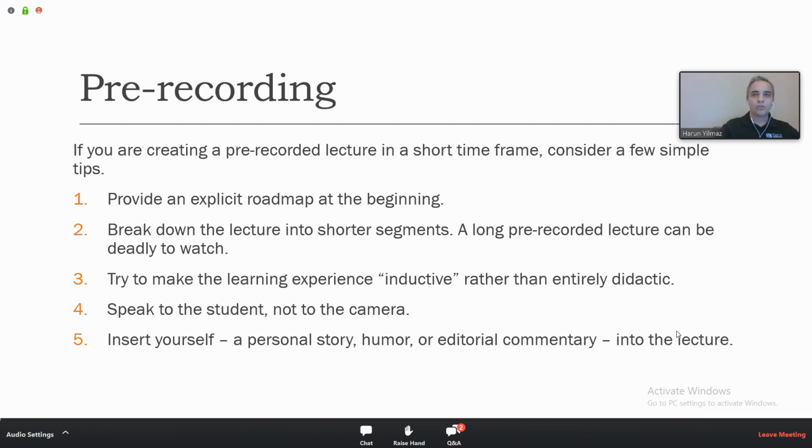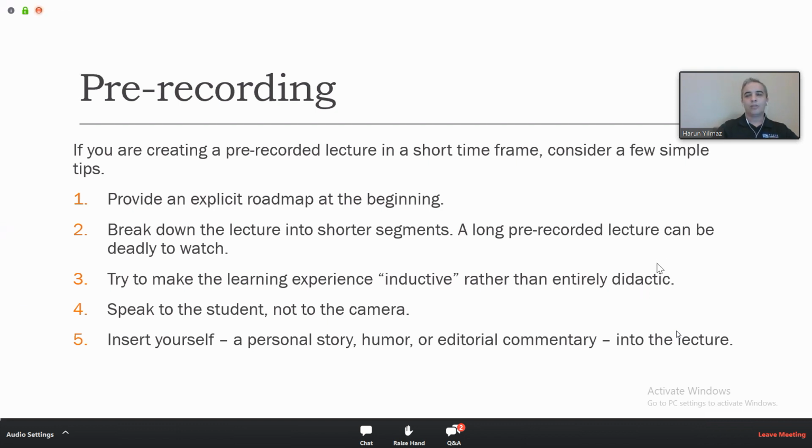You need to use the videos, okay? Provide an explicit roadmap at the beginning. Break down the lecture into shorter segments. If you have a longer lecture, for example, 40 minutes, you need to divide, okay, your lecture into several parts based on the content of what you are teaching. A long pre-recorded lecture can be deadly to watch, so you have to be careful and consider that kind of approach. Try to make the learning experience inductive rather than entirely didactic.